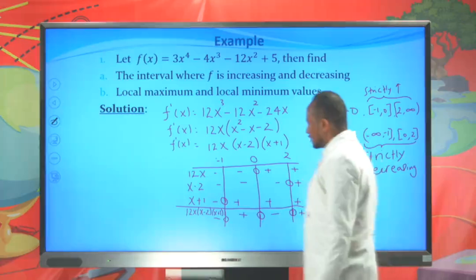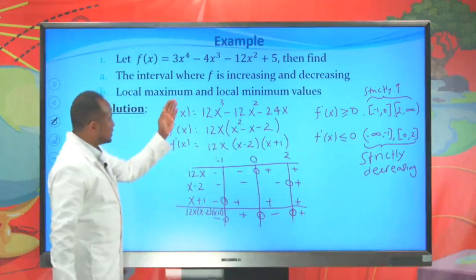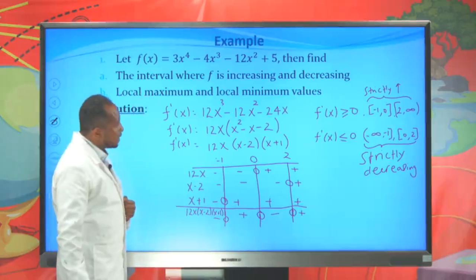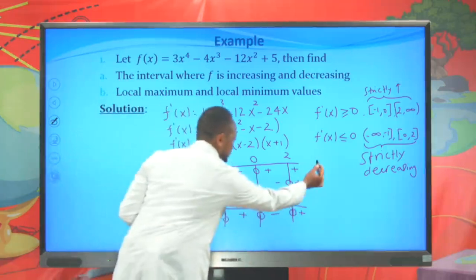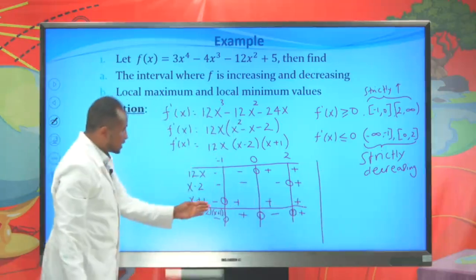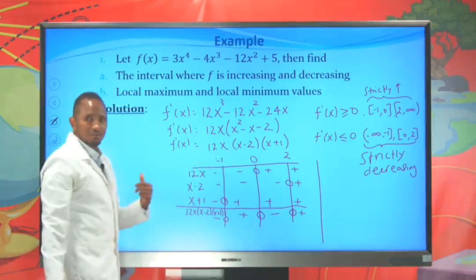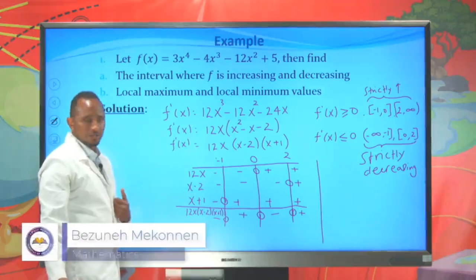Strictly decreasing. Okay, now the next question we are asked to find is the local maximum and the local minimum points and values. From this, you can see that -1, 0, and 2 are the critical numbers because the derivative of this function is 0 at these numbers.